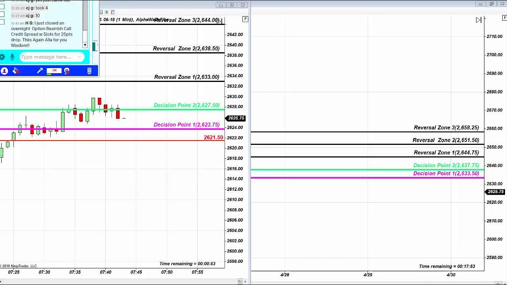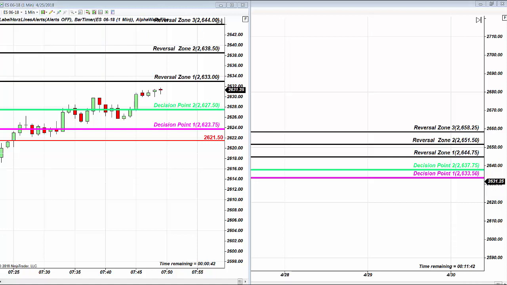And this is what Jean had done. Closed overnight, option bearish call credit spread with 5 lots for 25 points. My joy and pleasure. Are you surprised S&P reached the reversal zone? Should not be. That's what price does every time.